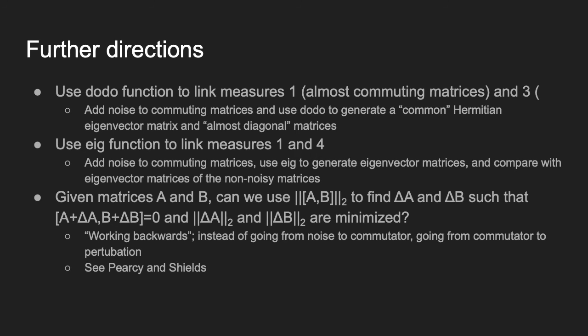And the third course is, given matrices A and B, can we use the 2 norm of the commutator to find delta A and delta B such that the commutator of A plus delta A and B plus delta B is 0, and such that the 2 norms of the added perturbations delta A and delta B are minimized. This can be thought of as working backwards. Instead of going from noise to a commutator, we are going from a commutator to a specific perturbation. See the Pearcy and Shields paper for more details.